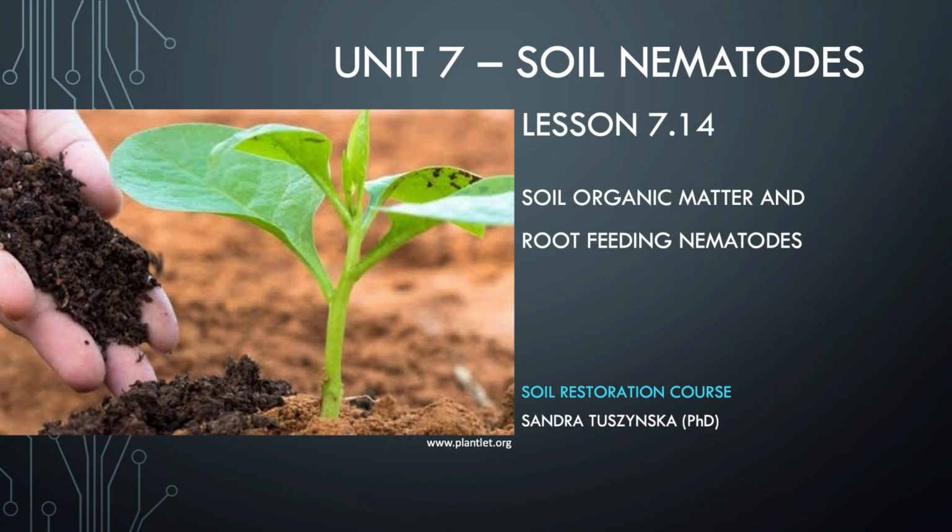Welcome to lesson 7.14. This lesson is going to be about the importance of soil organic matter and its impact on root-feeding nematodes. We're going to examine how we can improve the balance in the soil ecosystem in a practical way in order to mitigate the imbalance that is normally created in agricultural systems, causing an explosion of root-feeding nematodes. Okay, so without further ado, let's jump into lesson 7.14.